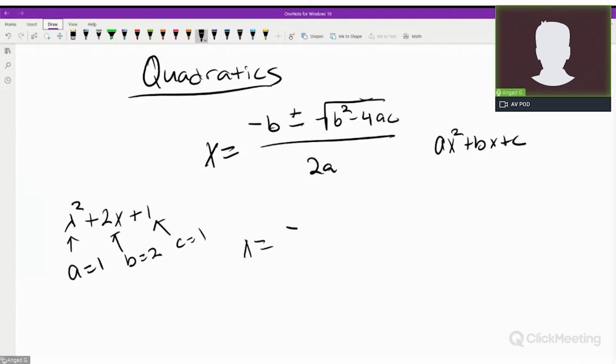X is going to be equal to negative 2 plus or minus the square root of 2 squared minus 4 times 1 times 1. Now let's simplify this. What's 2 squared? 4, right? 4 minus 4 times 1 times 1, which is still 4, over 2a. What is 4 minus 4? 0, right? What's the square root of 0? 0. We can get rid of the square root right there. So this is just going to be negative 2 over 2 times 1. So x is equal to negative 1. Right? You guys get that?